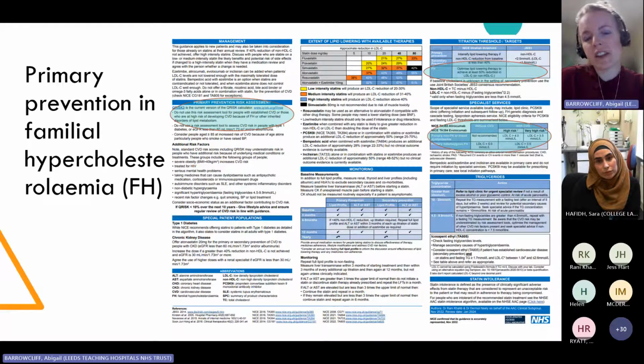So other sections that are worth looking at in terms of primary prevention for FH, we've got risk assessment, and it's important to note that we would not use QRISK2 or 3. We've got the titration threshold and targets up there on the top right, and then we've got the eligibility around PCSK9 inhibitors as well. So again, important to note, we do not need to wait for the outcome of genetic testing before we start treatment. To us, we are treating her as a clinical diagnosis of FH.